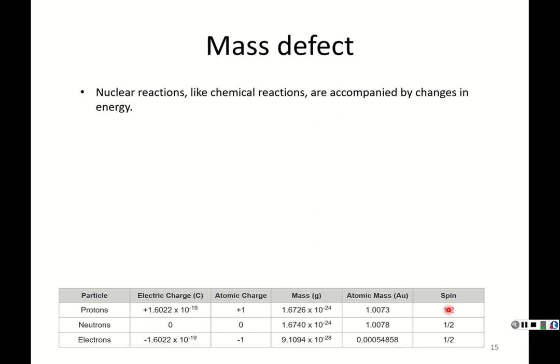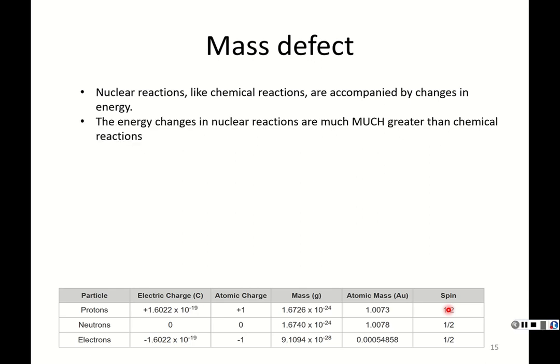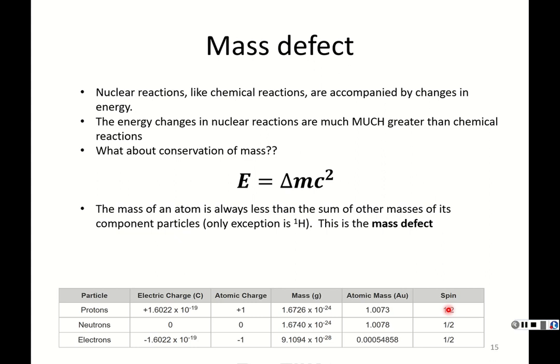Nuclear reactions, like chemical reactions, are accompanied by changes in energy. The energy changes in nuclear reactions are much greater than in chemical reactions. What about the conservation of mass? That's E equals mc squared, which tells you that energy and mass can be converted. The mass of an atom is always less than the sum of the masses of its component particles. The only exception is hydrogen, and this is known as the mass defect.